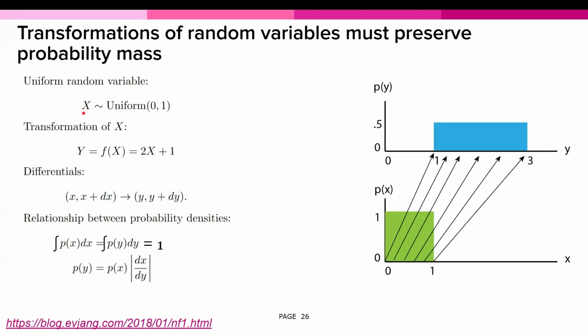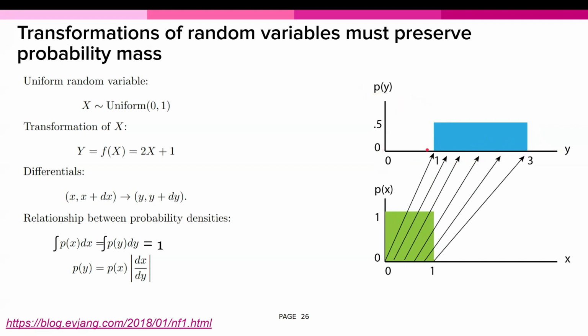To see how that works, suppose that we start with a random variable x that is sampled from a uniform distribution on the interval of 0 and 1. Then by applying a transformation f to x, we can obtain a new variable y, which is 2x plus 1. And so this new random variable is going to span from 1 to 3. So we started from a uniform distribution over the interval 0 to 1, and then we're mapping to a uniform distribution that spans 1 to 3 to get y.